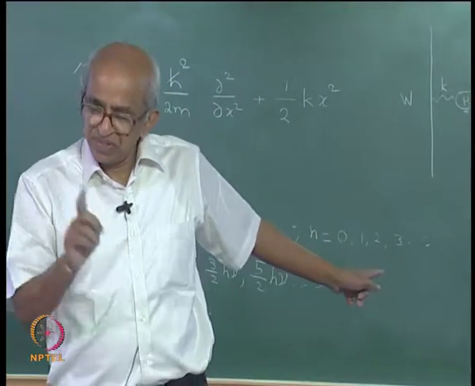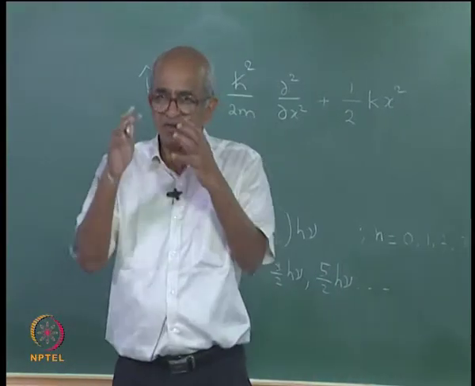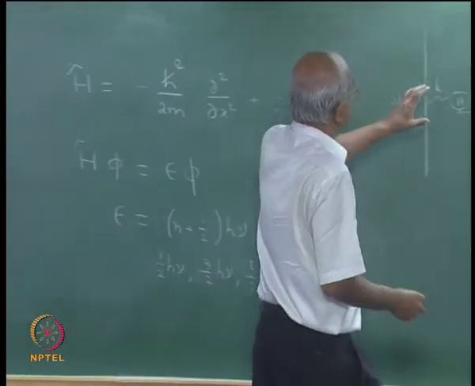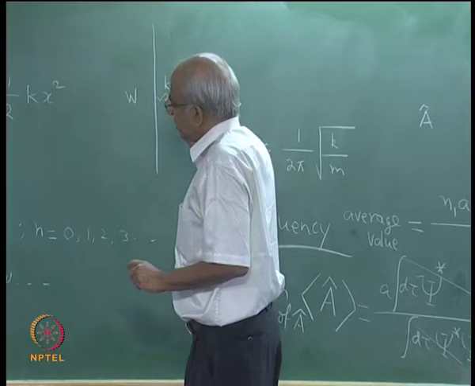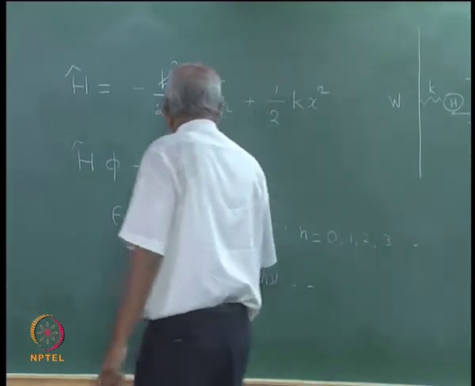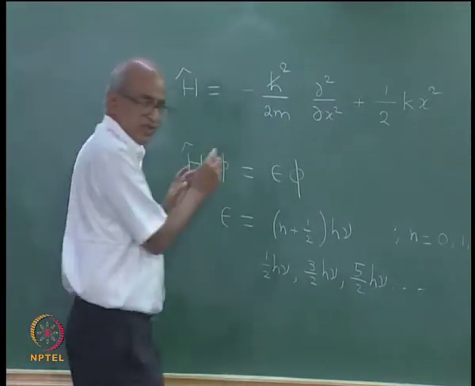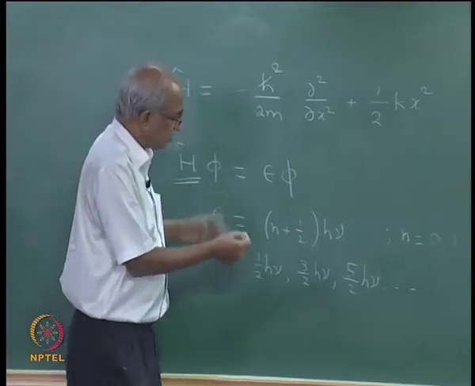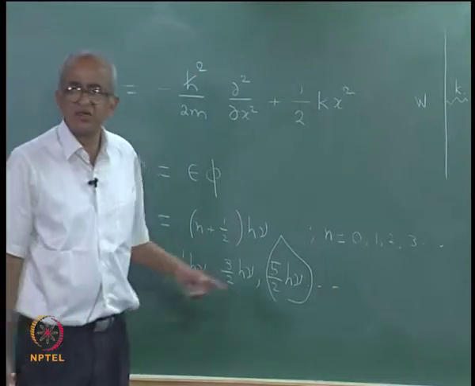I have not proved it, but it is possible to prove that. So, if you want an illustration, imagine this harmonic oscillator. Imagine that the state function is an eigenfunction of H corresponding to, say, this particular eigenvalue, pi by 2 h nu.